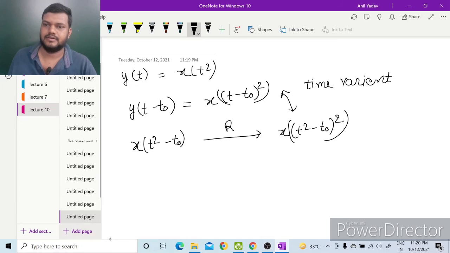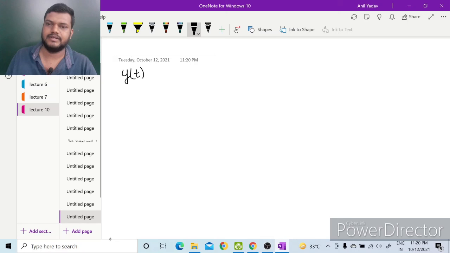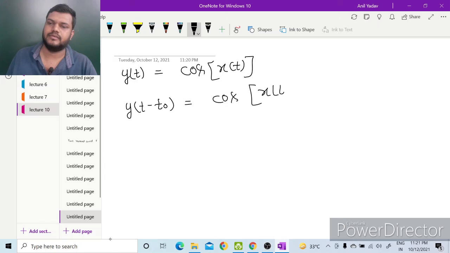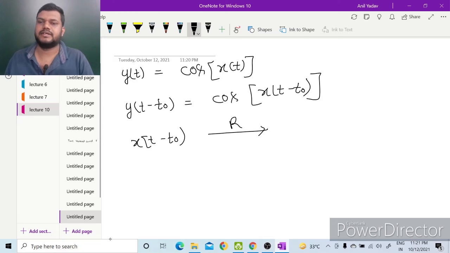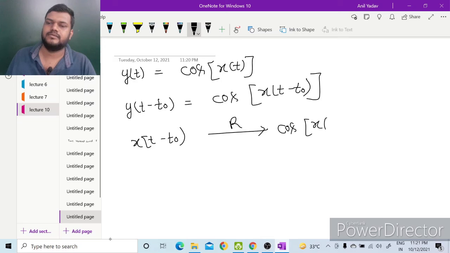Okay. Let us take another example. Let us say y(t) is cosine of x of t. So y(t minus t naught) will be cos of x of t minus t naught. Now give the input as x of t minus t naught and see the response. The system is taking the cosine of the input, so cos of x of t minus t naught. We can see these both are equal, so the system is time invariant.